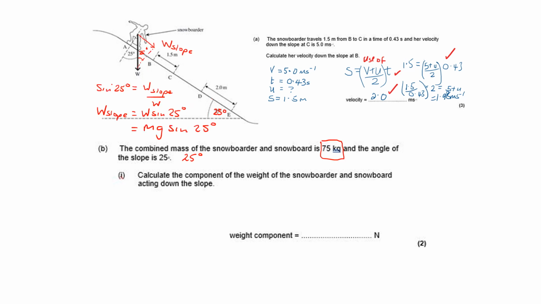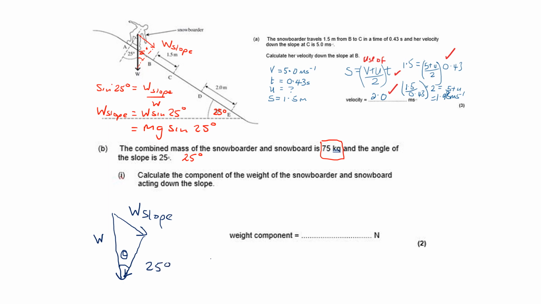And so we're trying to find W slope. We've got the hypotenuse, which is the weight. We want to find this one, which is W slope, and we know that there would be another component there as well, but we don't need that one. The angle theta is given. That's going to be 25 degrees, the same angle as the inclination of the slope.